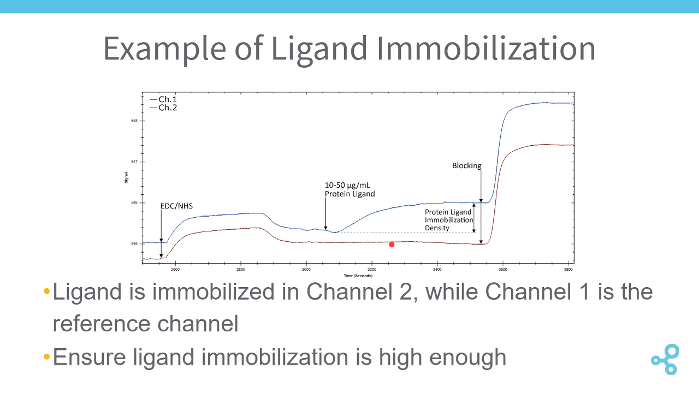All we want to see from this is that we want to ensure that the immobilization that we've achieved in that channel, which we can determine by calculating the difference from the response after to the response before, is high enough that we've reached that calculation that we had when we used the Rmax equation.